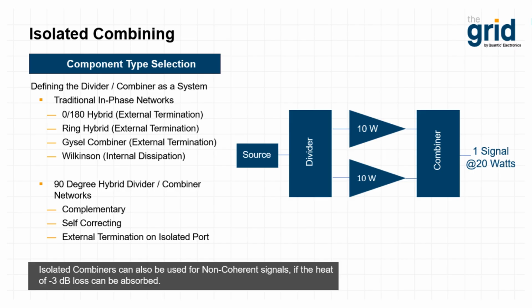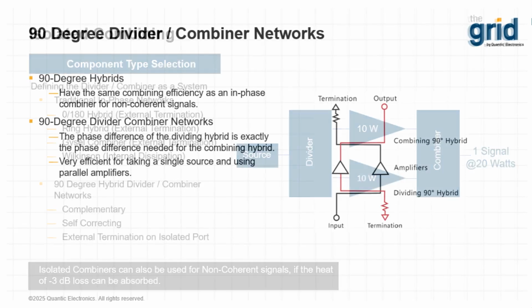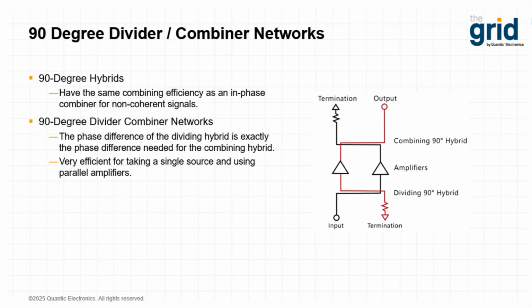Other devices that work really well for isolated combiners are 90-degree hybrid combiner phase networks. They are complementary, self-correcting, and they use an external termination on the isolated port. So very often, instead of having a device like the one shown on the screen right now, where we have a power divider and power combiner, if you have two 90-degree hybrids and you flip them, you can end up with a very effective sort of situation. That's what is shown on this screen right here. I absolutely adore using 90-degree hybrids for power combining situations.